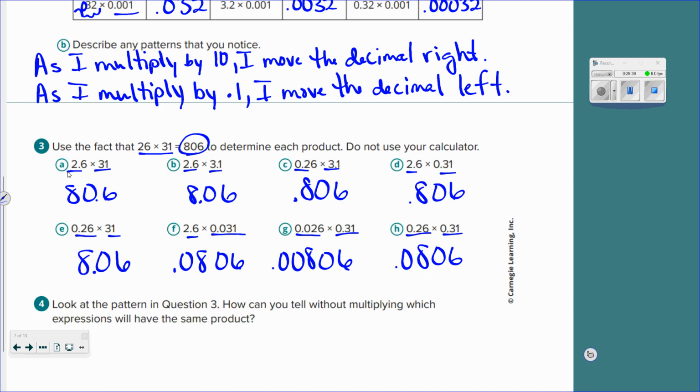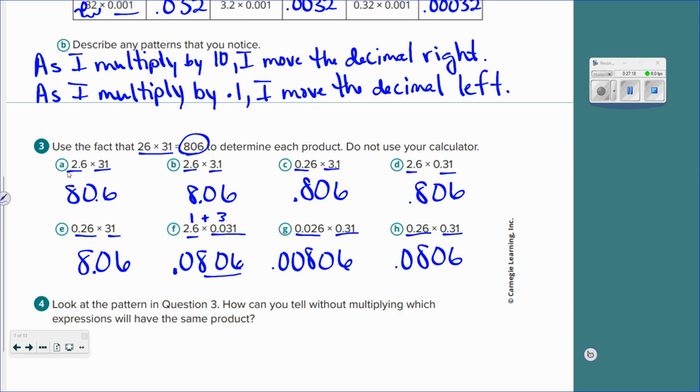Like the zero, 26,000. Okay, so the key is, I've got 1 decimal place here, 3 here, right? So I need to have 4 decimal places in my answer. All right? But if I have 806, I can't put it at the end because that changes the value. That's greater than. So I have to put it to the left to maintain my place value.